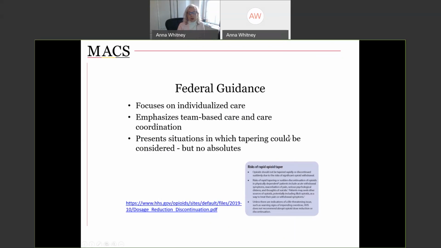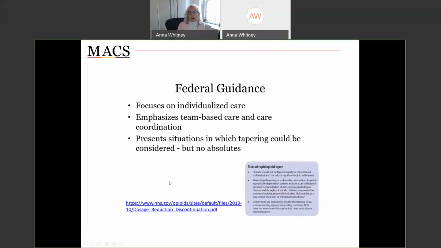And this box here just talks a little bit about why the guidance really emphasizes these 3 points, because the risks of a rapid opioid taper can be pretty significant. It can lead to acute withdrawal symptoms, exacerbation of pain, serious psychological distress, and thoughts of suicide. There have been cases reported in the literature of individuals who have committed suicide in situations in which they have been abruptly or drastically taken off of their opioids.